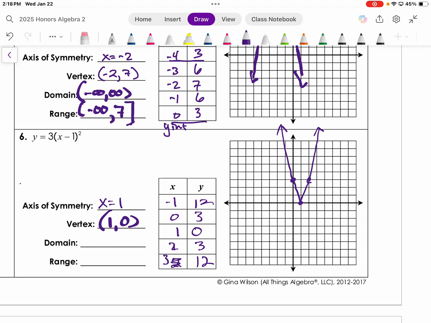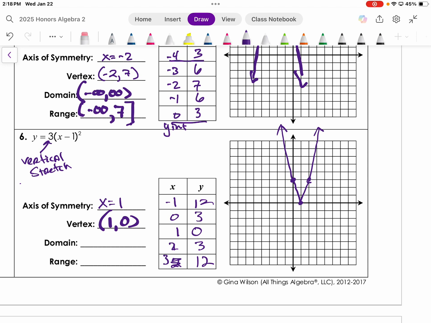Should it be skinny? Yeah, why? We had a vertical stretch, didn't we? That little 3 right there told me I had a vertical stretch. So that means it should be skinny, tall and skinny as we look at it.